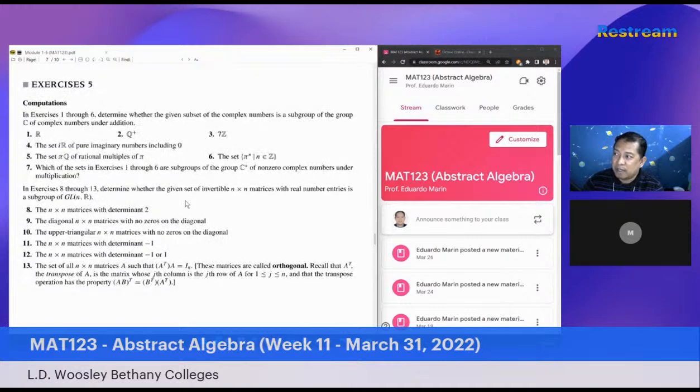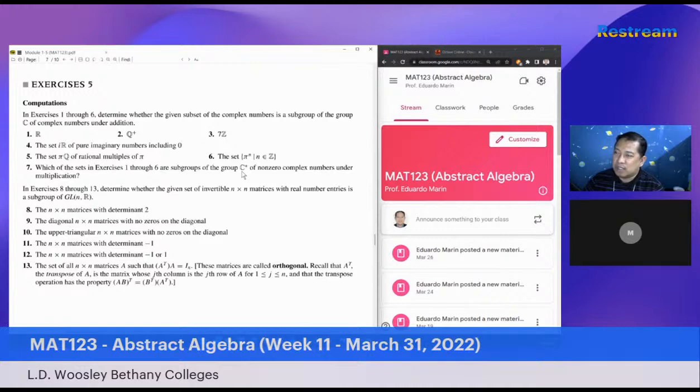Now, number 7, we are asked which of the sets of exercise 1 to 6 are subgroups of a non-zero complex number under multiplication. So which one among the subgroups of the non-zero complex numbers under multiplication? Saan natin pwedeng ilapat dyan? Obviously, by process of elimination. So complex, ang pwede lang.